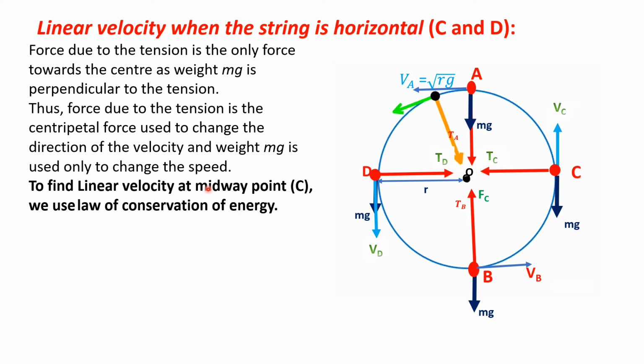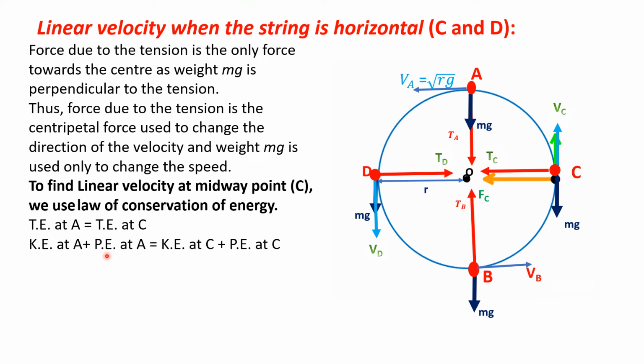To find the linear velocity at midpoint C or D, we have to use the law of conservation of energy. We have taken two points, the uppermost point A and the midpoint C, and we can write the equation as total energy at A is equal to total energy at C. Total energy is a summation of kinetic energy and potential energy, and therefore we can write: kinetic energy at A plus potential energy at A is equal to kinetic energy at C plus potential energy at C.